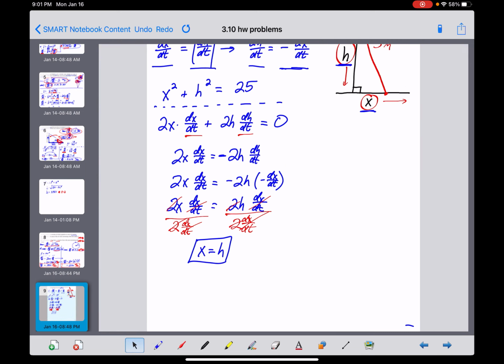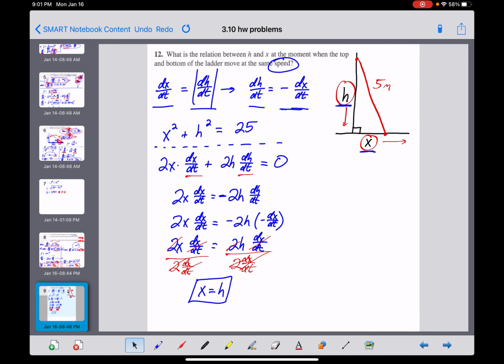They wanted to know, let me read this question again. What is the relation between h and x at the moment when the top and the bottom of the ladder move at the same speed? Well, in order for that to happen, h and x have to be exactly the same distance. They would both end up being, let's see, 5 divided by root 2, it'd be something ugly right there.